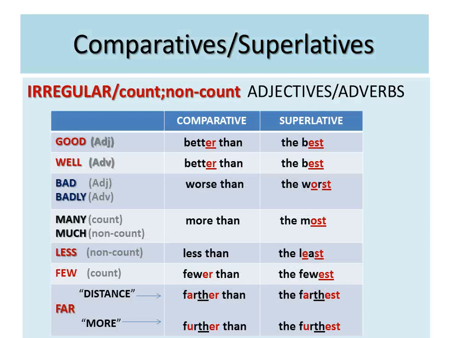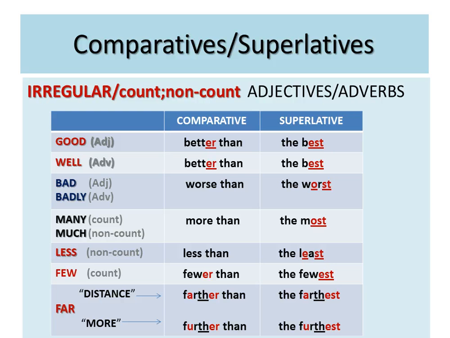Let's look now at the irregular count, non-count forms of adjective and adverbs. Good and well, bad, badly, much, many, less, few, and far do not follow the standard form. So in a comparative sentence we would say Bill is better than Bob. Coke is the best. Okay? Bill drives better than Bob.